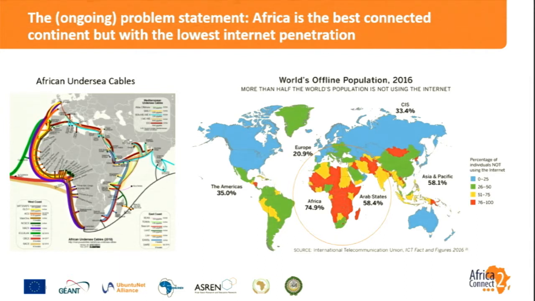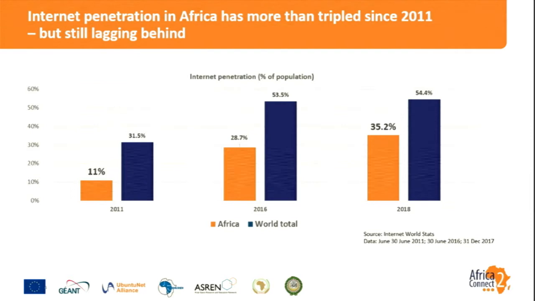if you can click on please once? You see that Africa still has very low internet penetration rates, even though we can see that internet penetration in Africa has more than tripled since 2011. Still, the internet penetration rate today is at about 54% in 2018. So something is not working in the African environment. The fact that sea cable systems are available has not had a major impact yet on the economies and on the internet penetration rate in the continent. So that's why I say this is an ongoing problem statement.